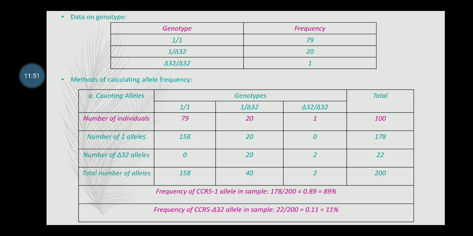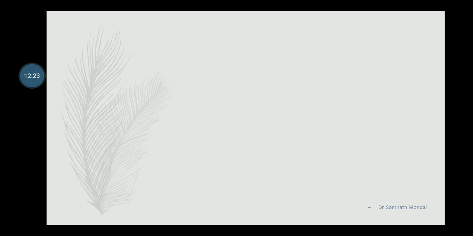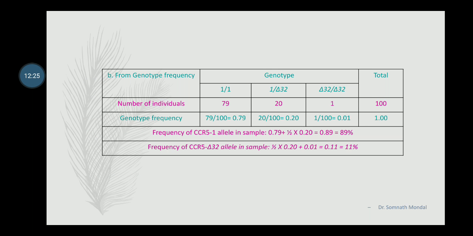Now, out of 200 alleles, there are 178 1 alleles and 22 del 32 alleles. Therefore, their frequencies, divided by 200 respectively, are 89% and 11%. So in this way, by counting alleles, we can calculate the allele frequency of certain genes in a population. The second method is called going from genotype frequency to allele frequency.